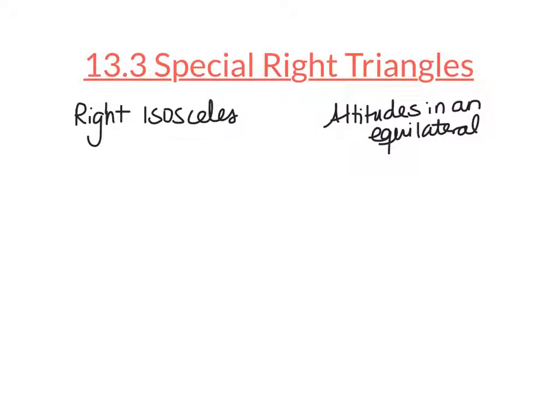All right, so we've already talked about special right triangles once before, one of the cases, which were isosceles right triangles. We have another case to talk about, which is when we draw altitudes in equilateral triangles. So let's review isosceles right triangles.